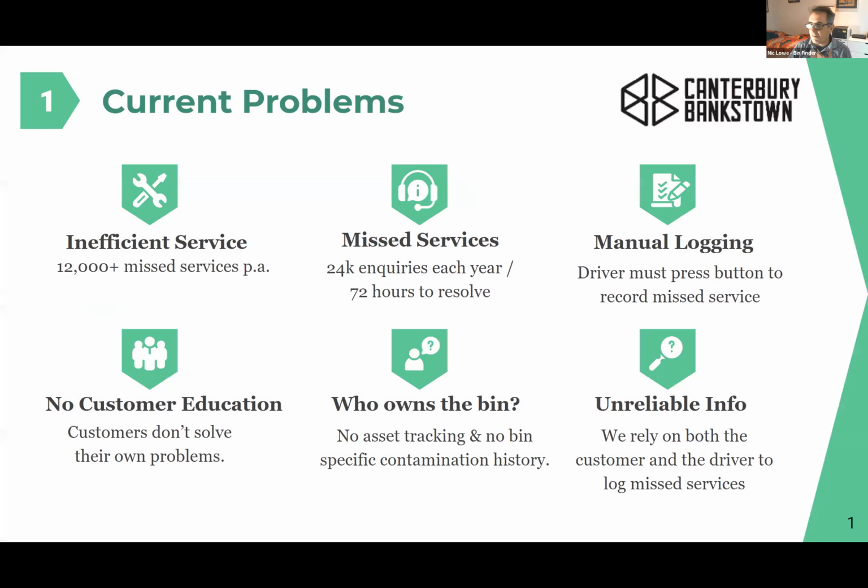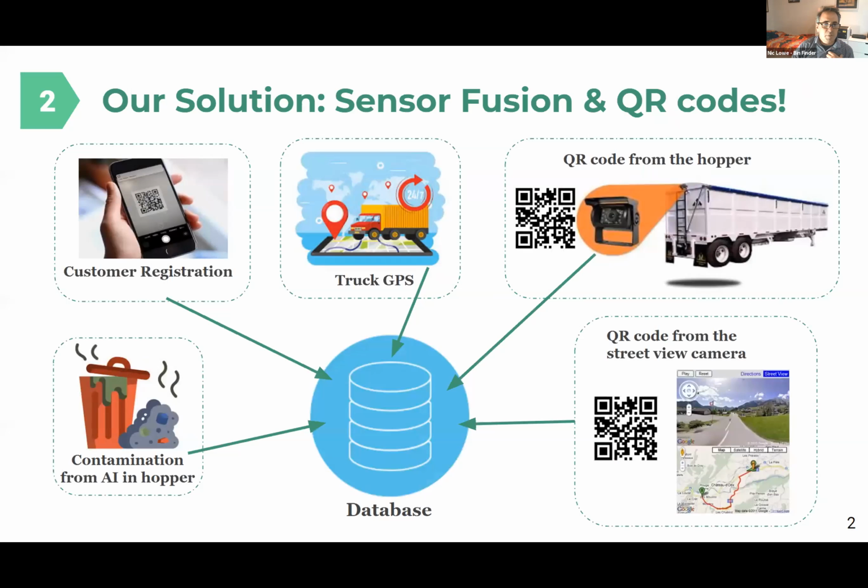Okay, so we know what the current problems are. You've got an inefficient service, you've got manual logging for missed services, you've got thousands of people ringing in and it's a problem, you don't know who owns the bin, and you've got contamination. And you can't necessarily link the contamination to the bin.